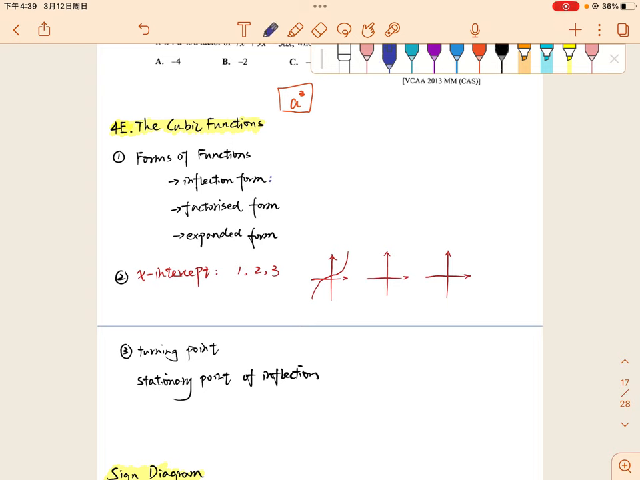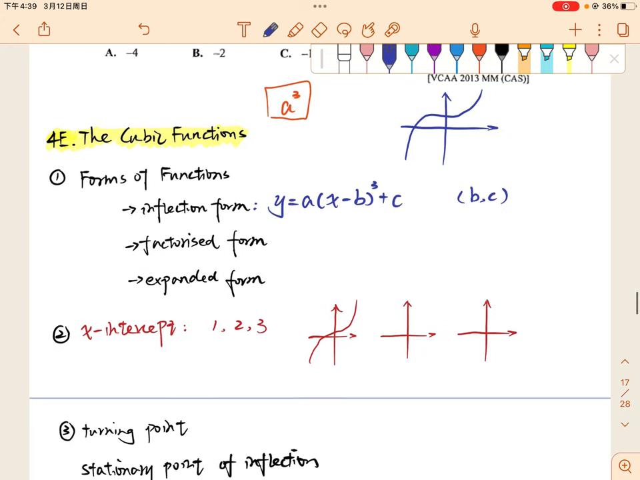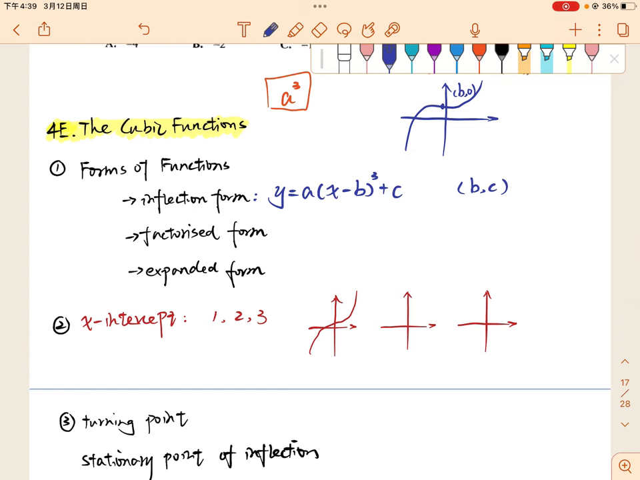Inflection form is when we write the function as y equals a times (x minus b) to the power of 3 plus c. So this point (b, c) would be the point of inflection, or the stationary point of inflection. It is something like this. And this point over here, with the gradient equal to 0, is going to be your stationary point of inflection. Okay, so this is the inflection form.